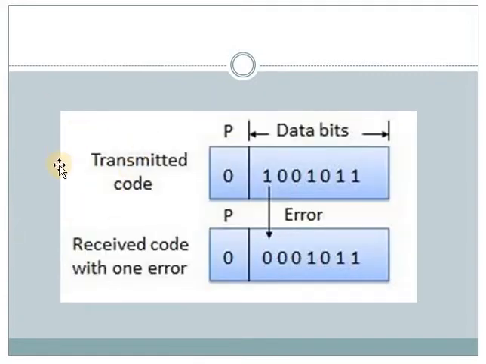See, this is the transmitted data. This is the parity bit. P stands for parity bit. See here, 1, 2, 3, 4, 5, 6, 7. So, totally 8 bits. These 7 bits are the data bits, and this is the parity bit. So, to identify the error, we are sending the parity bit along with the data bits.